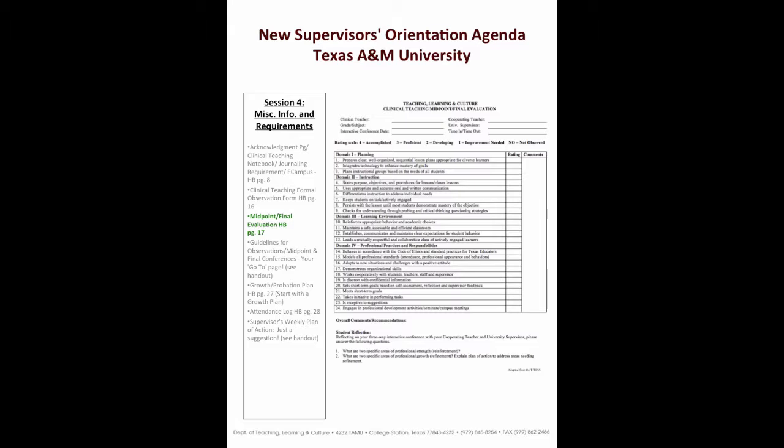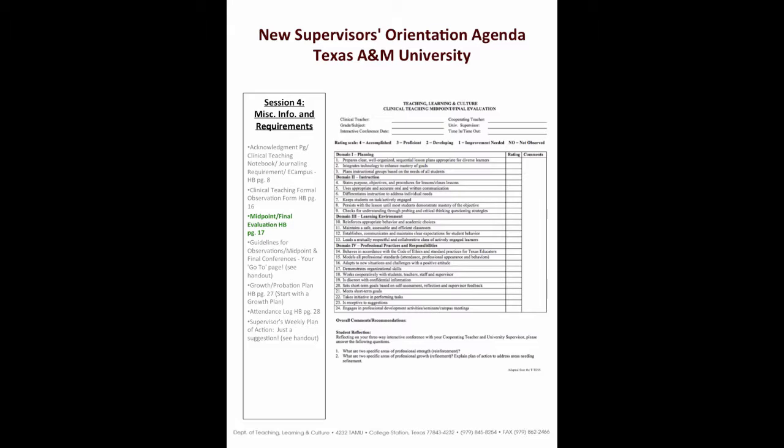At the final conference, keep the focus on the areas where the clinical teacher has grown, as indicated by the numbers on the evaluation form. Mention the areas that will continue to improve with experience. It is also a good time to address interviewing tips. Give the cooperating teacher ample opportunity for input during both the midpoint and final conferences.